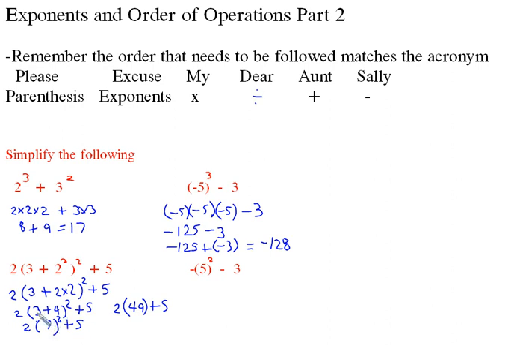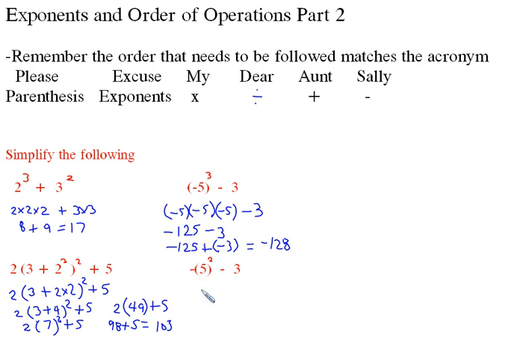Remember, I had to take care of the exponent here to begin with, and then the exponent of the entire term here, 3 plus 4 to the second power. I had to get rid of all that parentheses before I could go ahead and then use the exponent on that. So this is now going to be 2 times 49, which is going to be 98, plus 5, which is just going to be equal to 103.